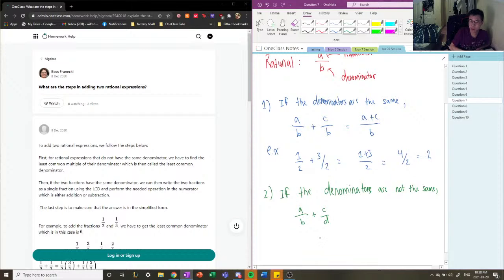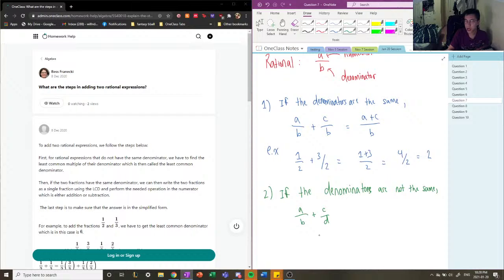Okay. So what do I mean by least common multiple? Now, the least common multiple rule, or the least common denominator rule, is not really a rule per se.